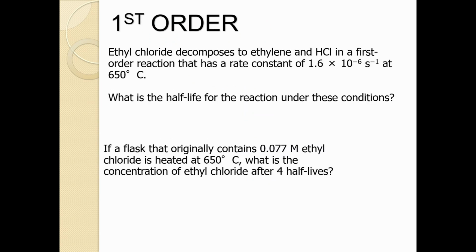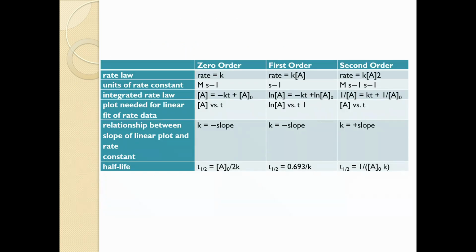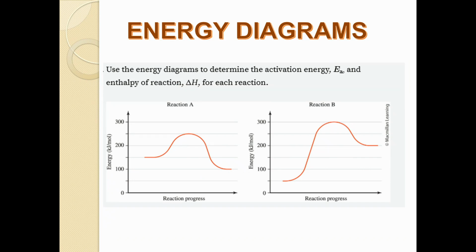Okay, this was calculating half-lives. And here's just a review. What is your rate law? What are the units of the rate constant? If I ask you on a test, calculate k and give the proper units, you should be able to give the proper units for k. Molarity per second divided by molarity raised to the power of the total order. The integrated rate law, the plot needed to find a linear plot, and the half-life. So this is just a review of pretty much everything.